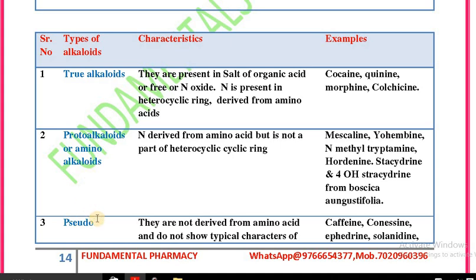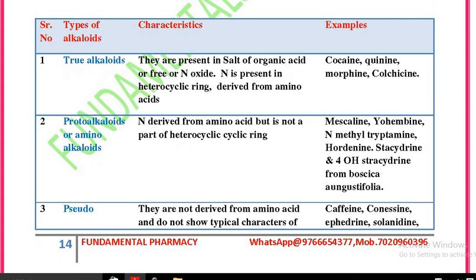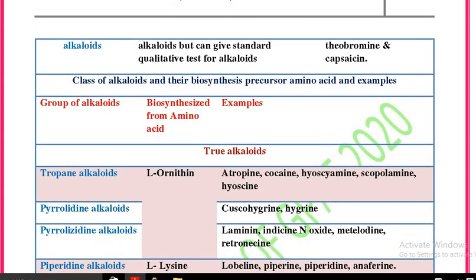Then the next class is pseudo-alkaloids. What do we mean by pseudo-alkaloids? They are not derived from amino acids and do not show the typical characteristics of alkaloids. Examples of pseudo-alkaloids are caffeine, conessine, ephedrine and solanidine. So pseudo-alkaloids are not derived from amino acids and do not show the specific characteristics of alkaloids, but they can give the standard tests for alkaloids.